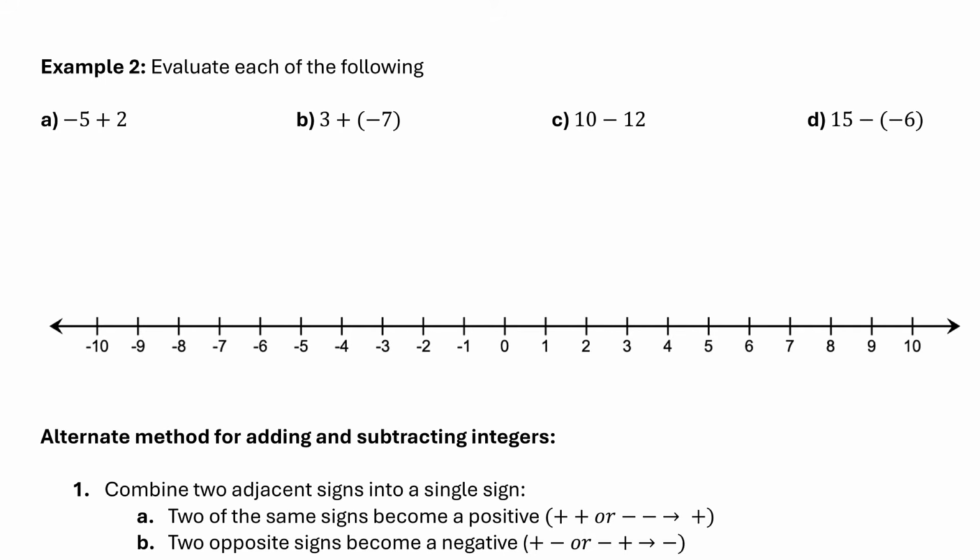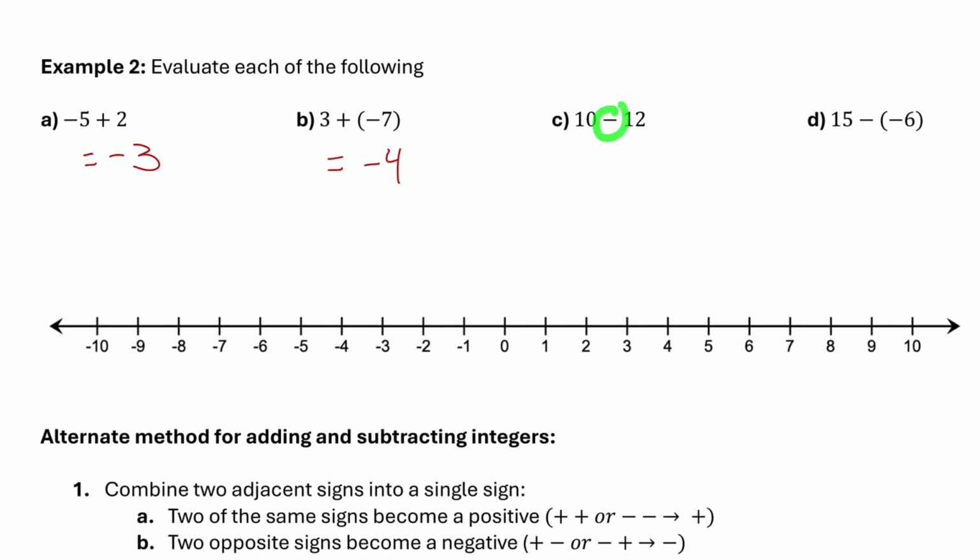So example 2. A, I want to do -5 plus 2. That would mean start at -5 and then move 2 units to the right, which would bring me to -3. Part B is another addition question, so I can start at 3, and then because I'm adding -7, I have to move to the left 7, and that would bring me to -4.